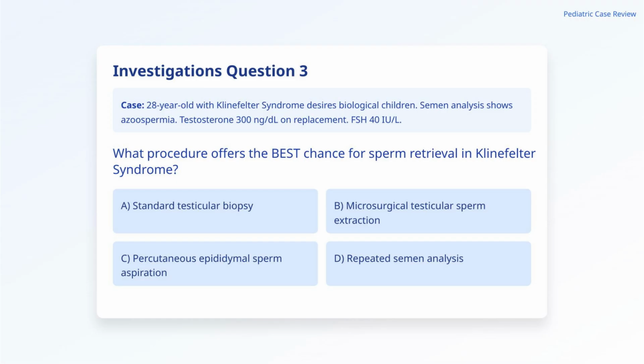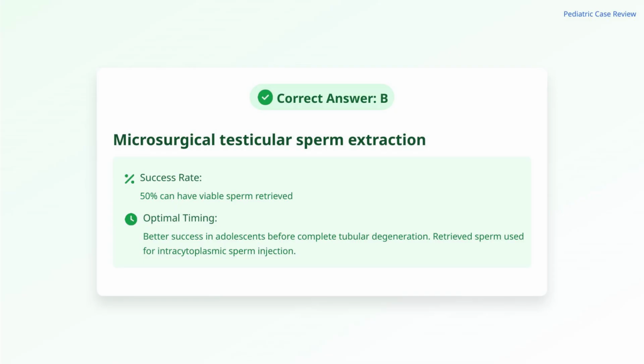Option A, standard testicular biopsy. Option B, microsurgical testicular sperm extraction. Option C, percutaneous epididymal sperm aspiration. Option D, repeated semen analysis. The correct answer is B, microsurgical testicular sperm extraction.